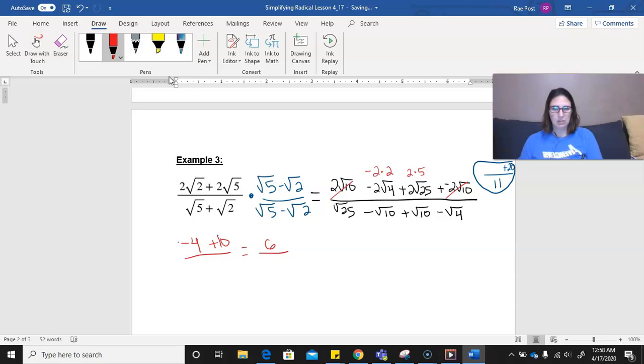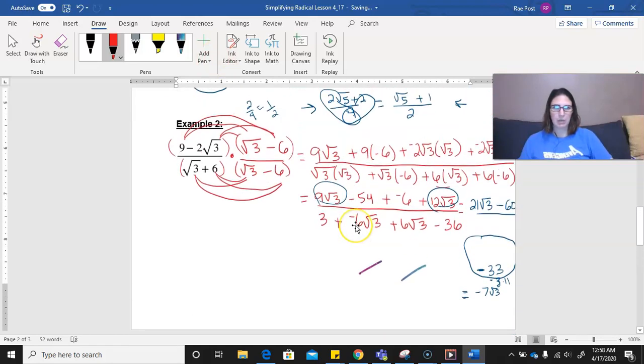All right, let's handle the denominator. The square root of 25, hopefully you can see, is 5. And look at this, a negative square root of 10 and a positive square root of 10, those are going to cancel. And the square root of 4 is 2. So really your denominator here is just 5 minus 2, which is just 3. And what's 6 divided by 3? That is 2. And that is your final answer for example 3. So hopefully you were able to work it out and simplify it.